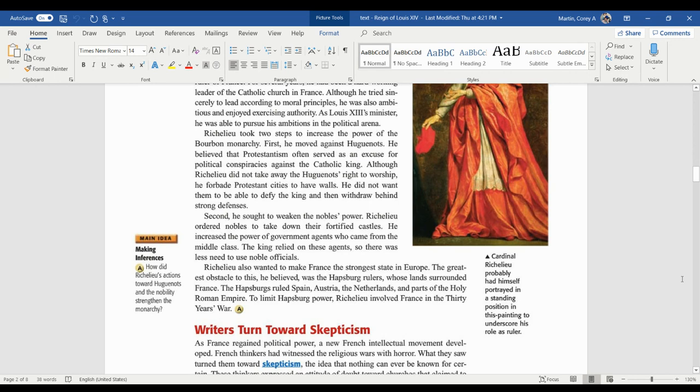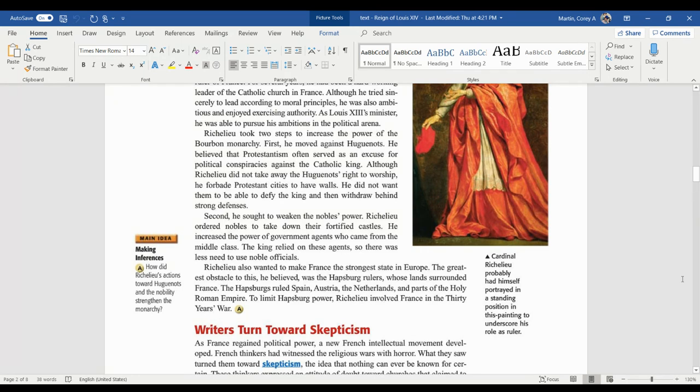Second, he sought to weaken the nobles' power. Richelieu ordered nobles to take down their fortified castles. He increased the power of the government agents who came from the middle class. The king relied on these agents, so there was less need to use noble officials.